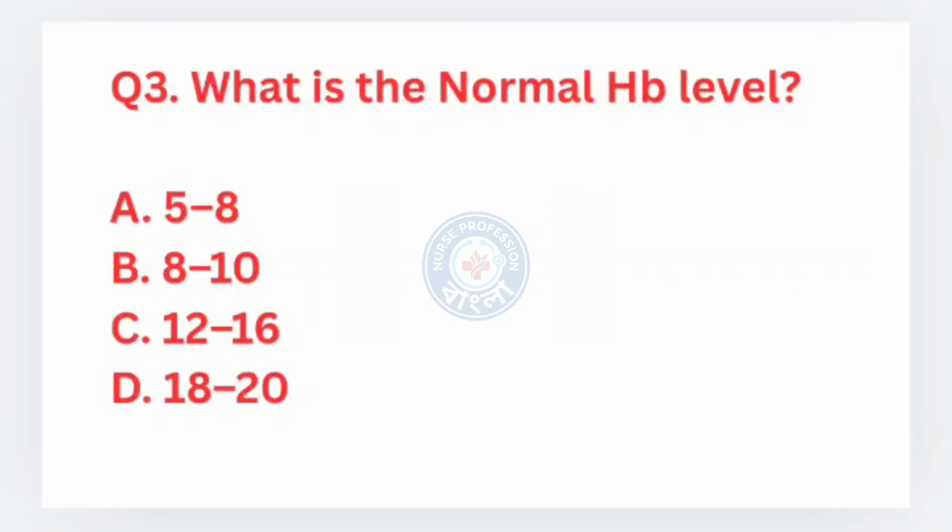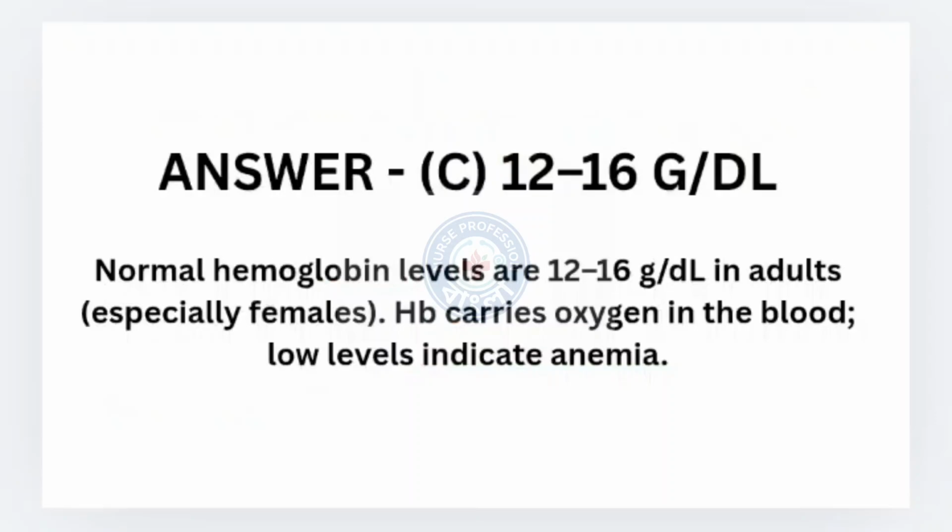Third question, what is the normal hemoglobin level? 5 to 8, 8 to 10, 12 to 16, 18 to 20. Answer, 12 to 16. Normal hemoglobin levels are 12 to 16 in adults. Hemoglobin carries oxygen in the blood. Low hemoglobin level indicates anemia.